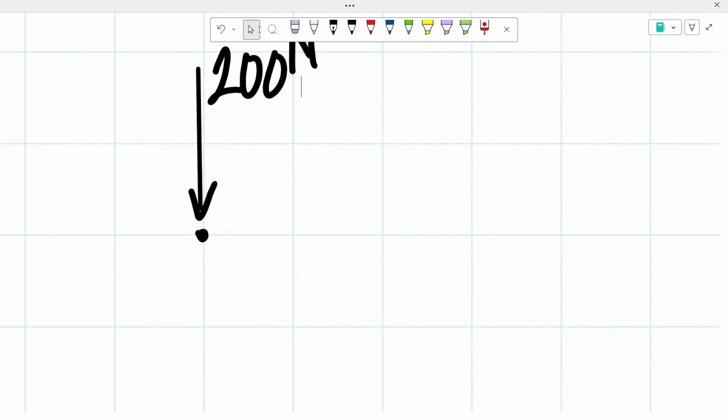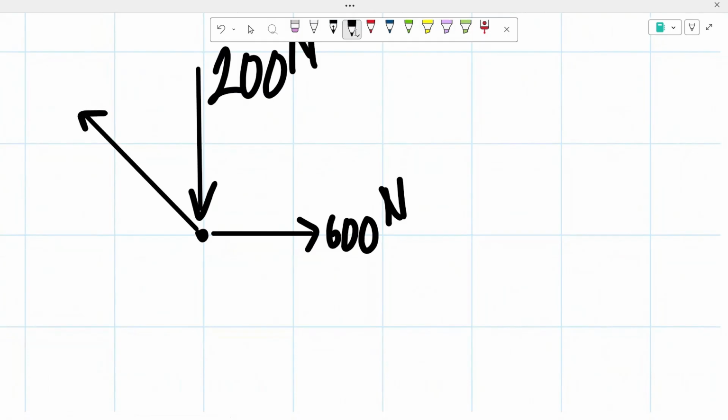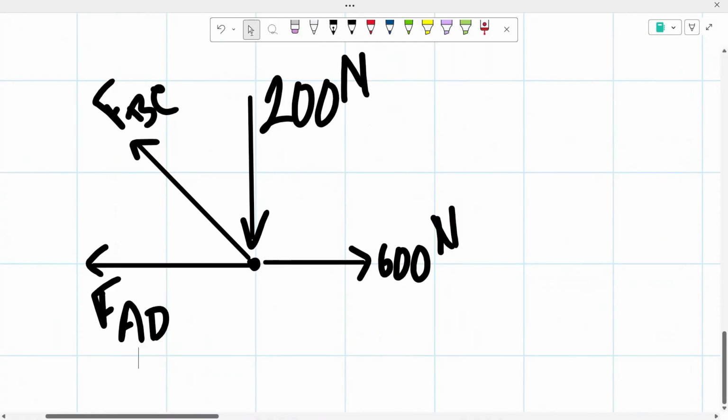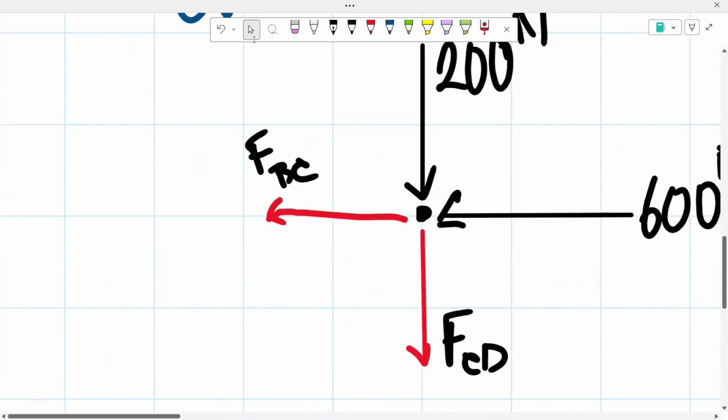From there, we have our 600 newtons of that force. From there, we have our bar, which is at an angle. We're going to call this force BD. And then we have another force, our bar AD. So before we go determining the force of AD, we have to determine the force of BD really quick. So I'm going to go back and look at this.